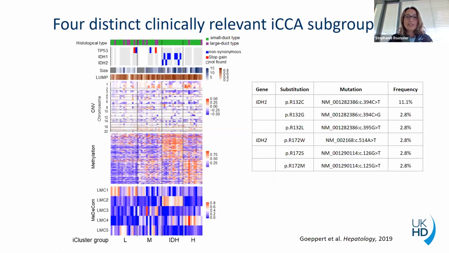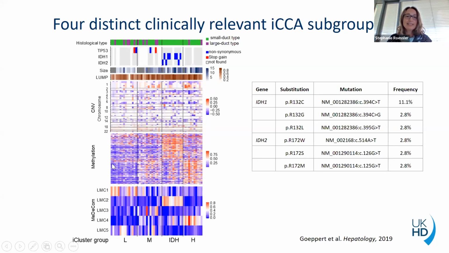So what we found is that there are different subgroups of ICCA patients, and shown on top is depicted the small duct type and large duct type for these ICCA. And you can see here that there is one group that has only small duct type ICCA. And these cases had a high frequency of IDH mutations. So therefore, we named this group the IDH group. And the other two groups we analyzed further.